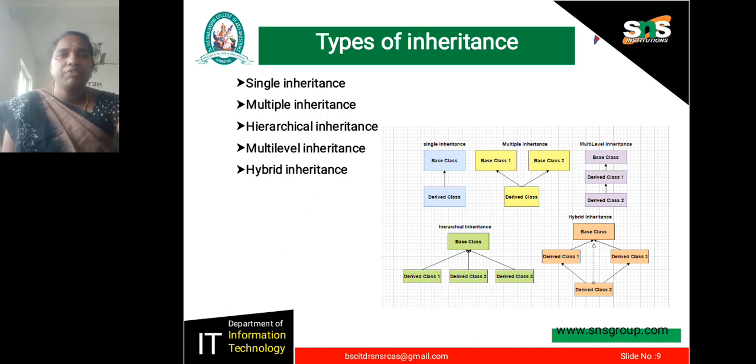These are the types of inheritance: single inheritance, multiple inheritance, hierarchical inheritance, multi-level inheritance, and hybrid inheritance. In single inheritance, the base class has only one derived class. Multiple inheritance has two base classes deriving one derived class.